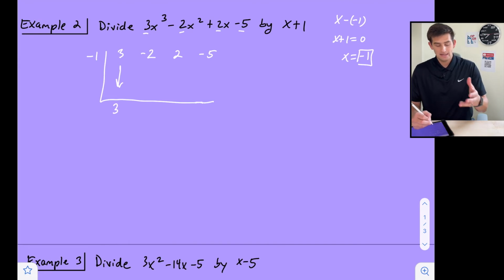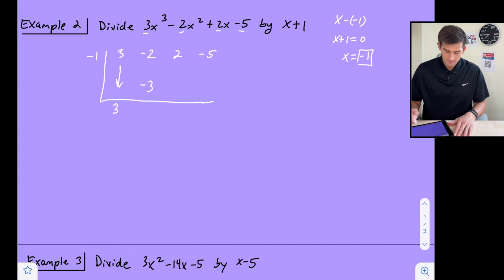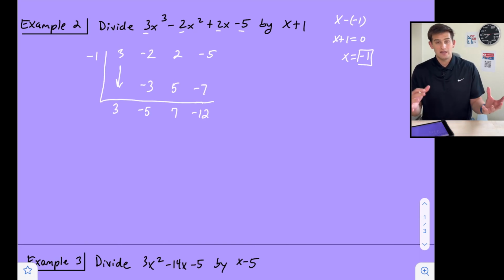Now we're going to multiply the diagonal, so -1 times 3 would be -3, and we're going to add our vertical. So -2 plus -3 would be -5. -5 times -1 would be +5. 2 plus 5 would be 7. 7 times -1 would be -7. And we add the vertical, so -5 plus -7 would be -12. Right? So we have our 4 numbers there.